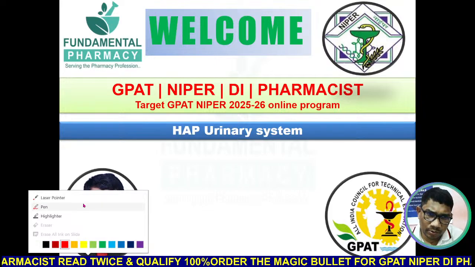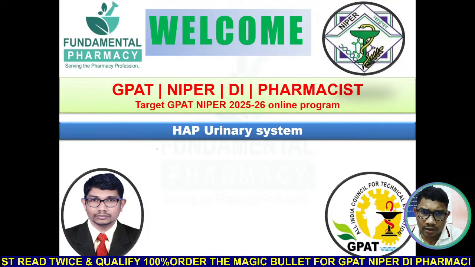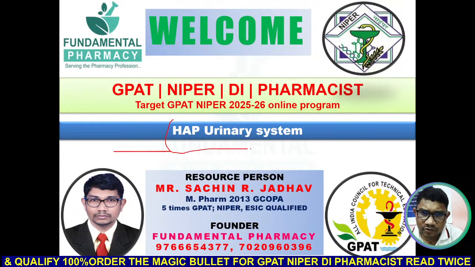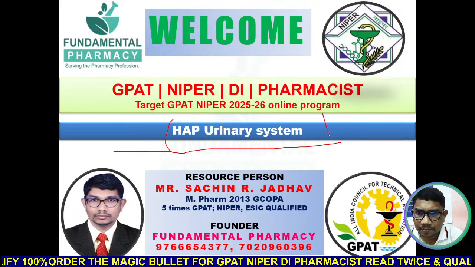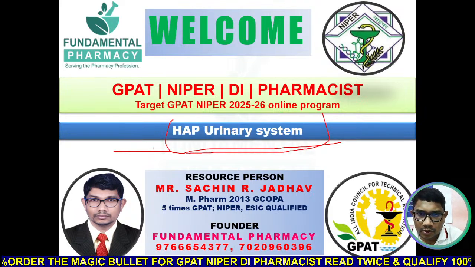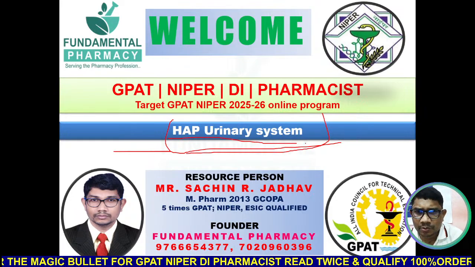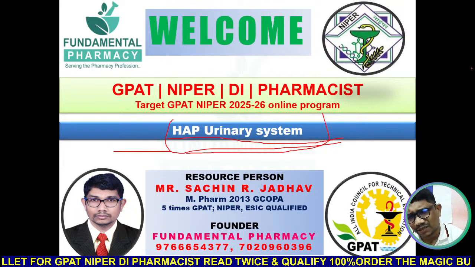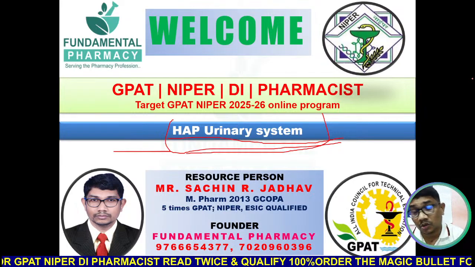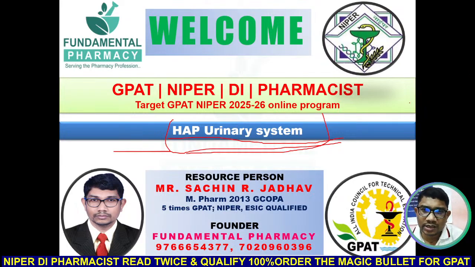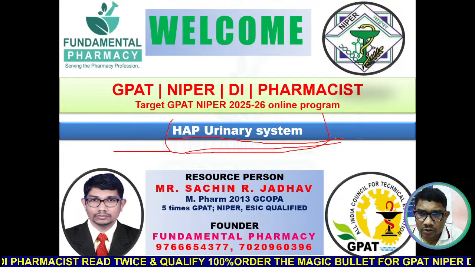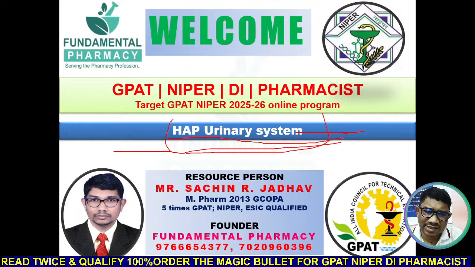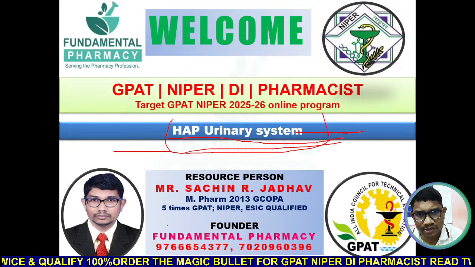So from human anatomy and physiology, we take the urinary system. Once you understand the parts of the urinary system, their structure, meaning the anatomy of the urinary system, and if you know the physiology of urine formation, how urine is formed in the human, then you can understand the diuretic chapter. So the urinary system is the basis for diuretics, and that's why we are taking it first.